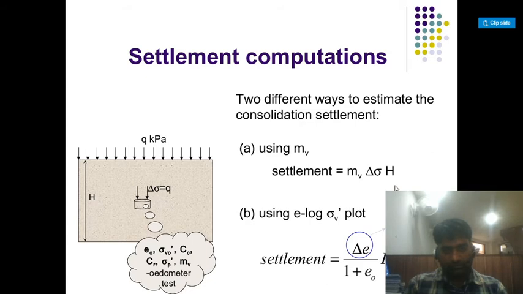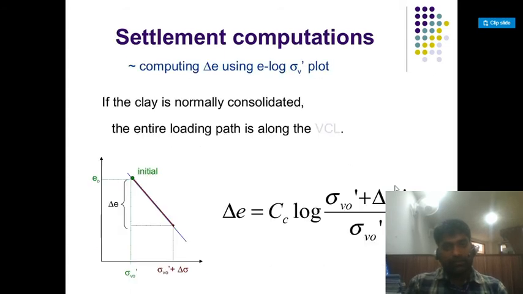Two different ways to estimate consolidation settlement. Settlement is equal to mv into delta sigma into H, using e versus sigma plot. Settlement is equal to delta e upon 1 plus e naught into H. Settlement computation: computing delta e using e versus log sigma v plot.